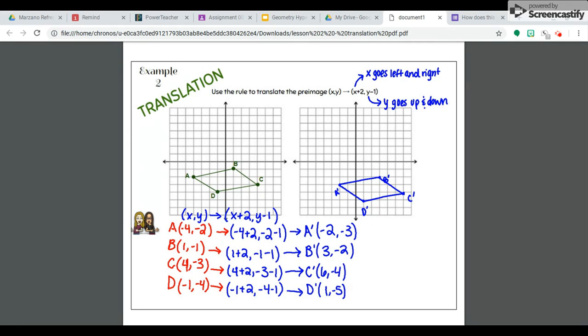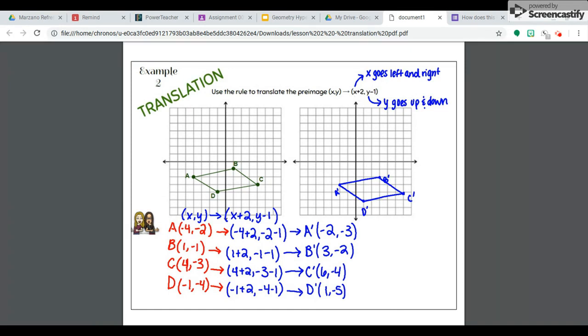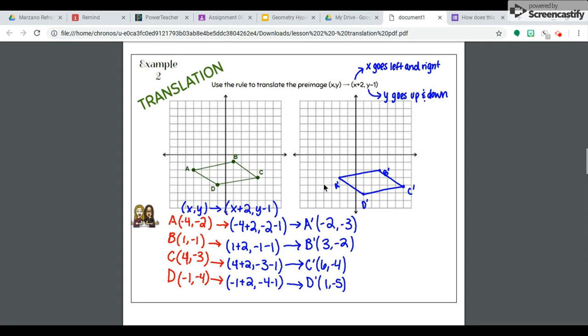So if we add to our x, we go right. If we subtract from our x, we go left. Similarly, if we add to our y, we go up. If we subtract from our y, we go down. This is how we ended up with all of these image coordinates. And this is how our pre-image went right 2 units and down 1 unit.